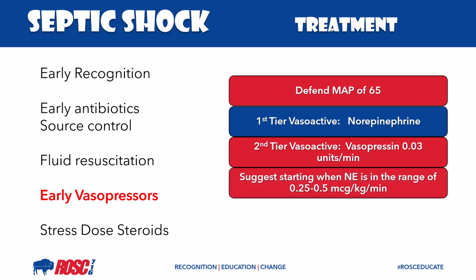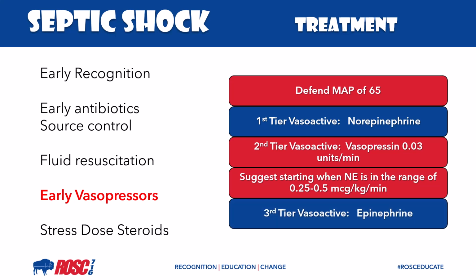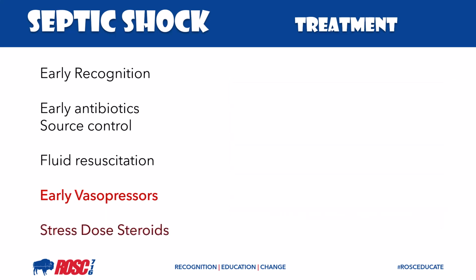There's more clear recommendations in the guidelines now as to when to start vasopressin, and it's when the norepinephrine dose is somewhere around 0.25 to 0.5 mics per kilo per minute. Personally, this recommendation has led me to starting vasopressin much sooner, usually when the norepinephrine dose is 0.25 to 0.3 units per kilo. Then the third tier vasoactive therapy is epinephrine.